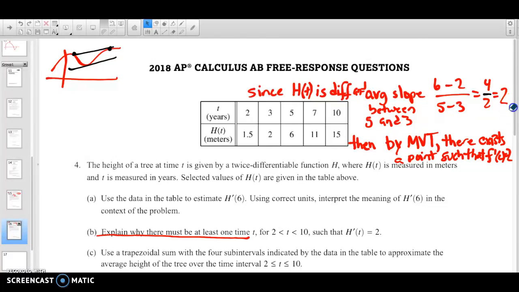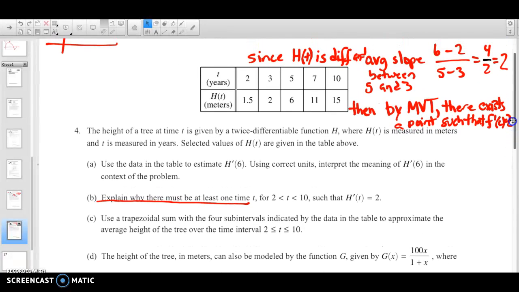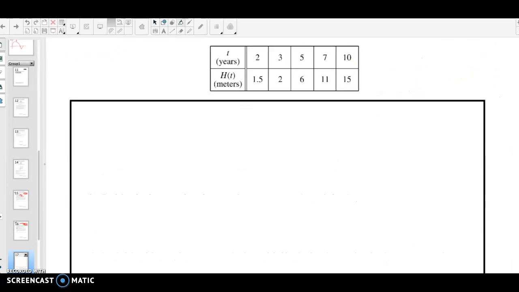Okay, we're going to scroll down to our next section. It says use a trapezoidal sum with 4 subintervals indicated by the data in the table to approximate the average height of the tree over the time interval 2 to 10. Now, we haven't talked yet about average value of a function. But I'm going to use the trapezoidal sum right now to find the subinterval. So I'm going to put a box on here so I can do work. Let's use trapezoids to find the area under the curve.